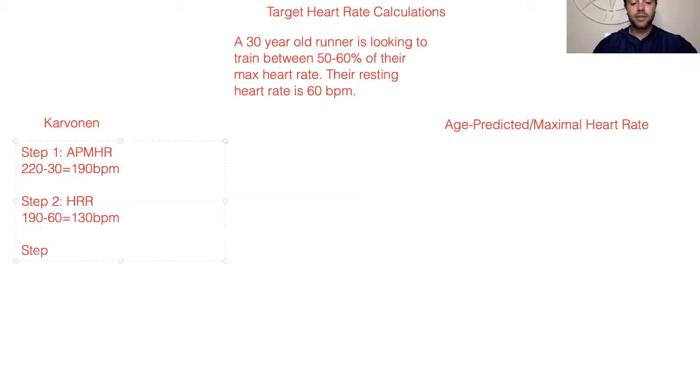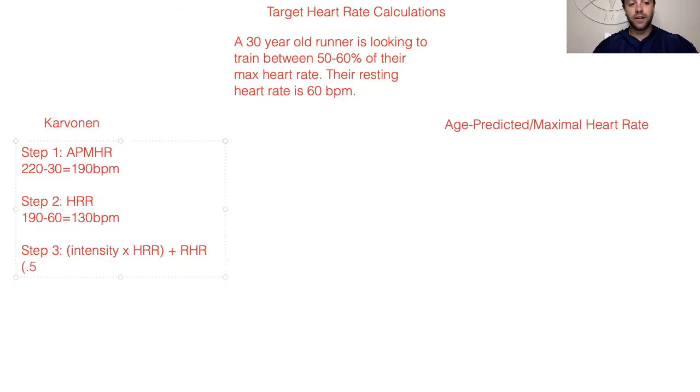So step three, we then have to use the two intensities here, the 50 and the 60%, and plug those numbers in. That equation looks like intensity, and intensity for these equations is going to be expressed as a decimal, times your heart rate reserve. You do what's in parentheses first, and then you add your resting heart rate. That's the formula, and you have to do this twice, once for 50% and once for 60%. So let's do 50%.